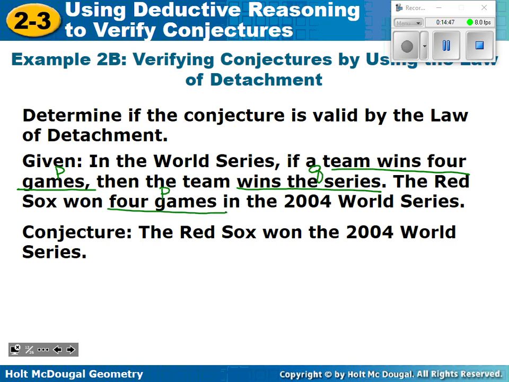They say the Red Sox won 4 games. That gave us P happened. They concluded they must have won the series. That means they're concluding Q, right? So if P implies Q, P did happen, so therefore Q would happen. Valid.